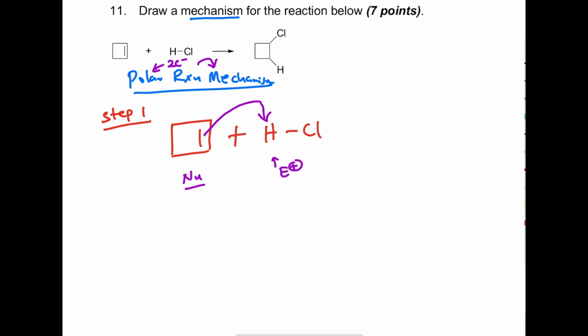and remember we're using a full-headed arrow, and then at the same time we break the HCl bond. And that will give us, you still have that structure, but now you have used the electrons to form a bond with hydrogen, and that will leave this other carbon electron poor, and that will be called a carbocation intermediate.